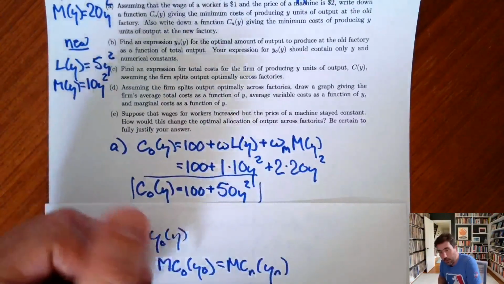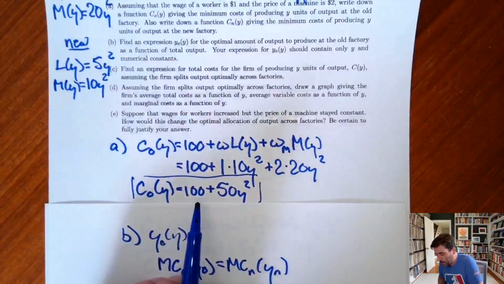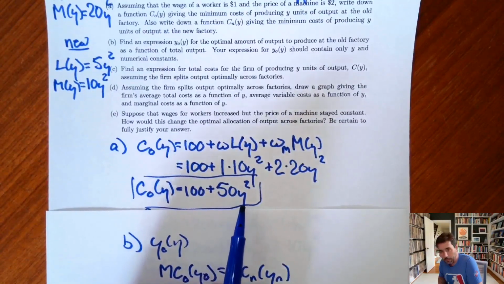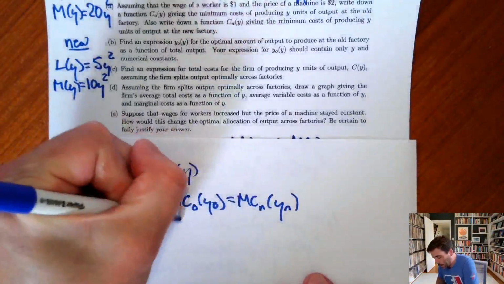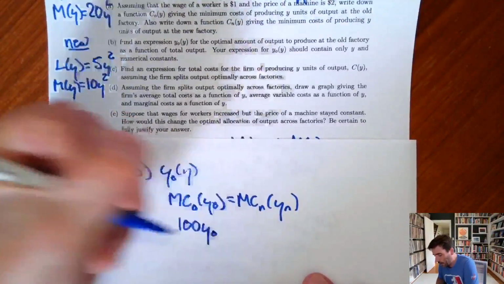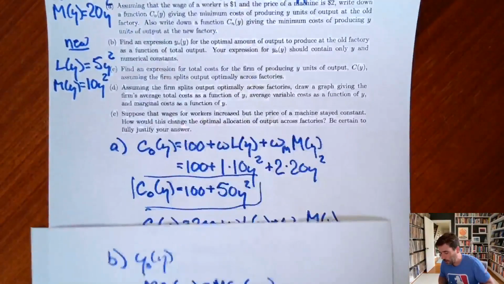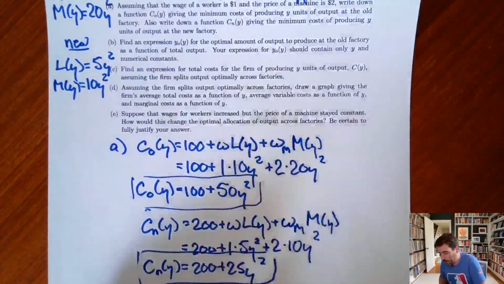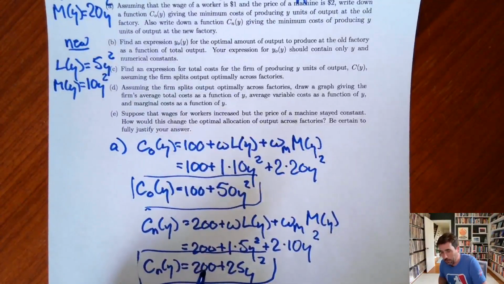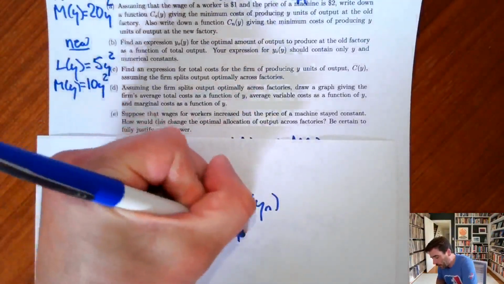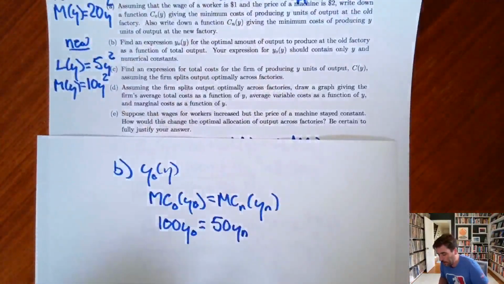So when I write that out, the 100 is going to disappear when I take the derivative, and then I'm going to have 100y. So this marginal cost is going to be 100y, and I want to be clear that that's the old factory's y. All right, marginal cost of the new factory, we go back to that function. The 200 is going to disappear when I take the derivative. My 2, when I bring it down, is going to give me a 50 out in front of the y, and then I'll be left with y. So my new factory, 50yn is those marginal costs.